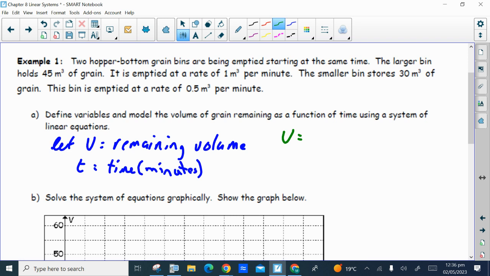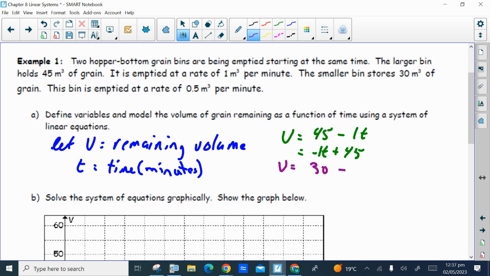We can write this in slope-intercept form. But first, let's write it according to what we're told. The larger bin starts with 45 cubic meters, and it is being emptied. So it's going to be subtracted by 1 cubic meter per minute. So that'll be 1T, because T is the time in minutes. In slope-intercept form, we would say negative 1T plus 45.